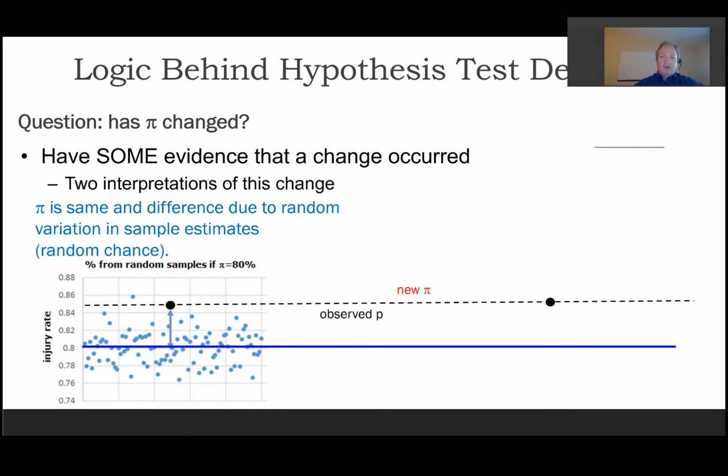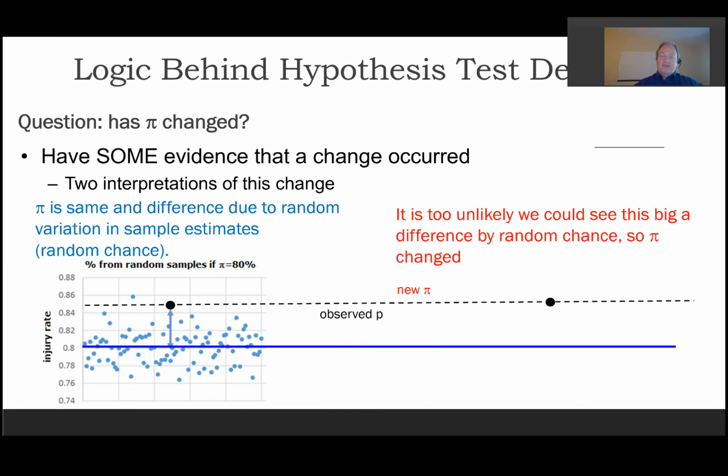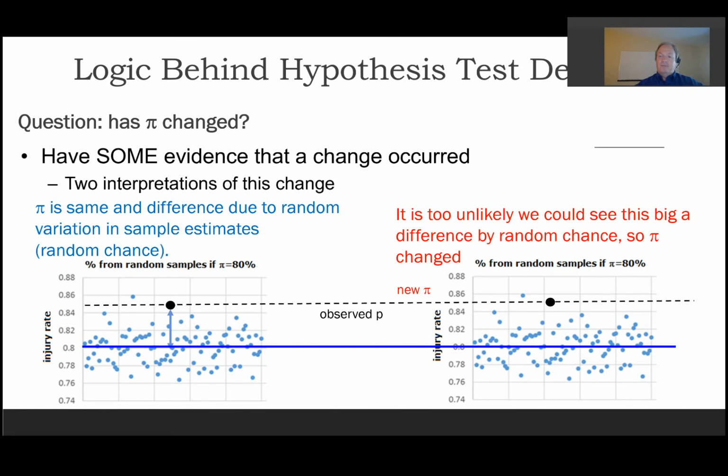On the other hand, there's another interpretation that says, no, it's too unlikely you could see that percentage, which in this case happens to be 85%, if you take 425 over 500, too unlikely to see that by random chance. And in fact, what's really going on is this data value at 85% is actually part of the random scatter at a new value of the population parameter. And the question is, how do we tell?